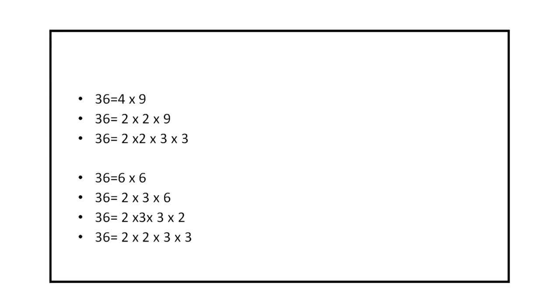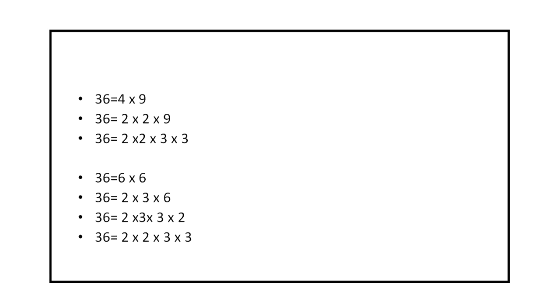Now, another expression for 36 is when 4 and 9 are multiplied, we get 36. Therefore, 36 equals 4 into 9. Now, 4 can be split up as 2 into 2, and hence the second expression is 36 equals 2 into 2 into 9. Now, again in the third expression, I have split 9 as 3 into 3. Thus, 36 equals 2 into 2 into 3 into 3.